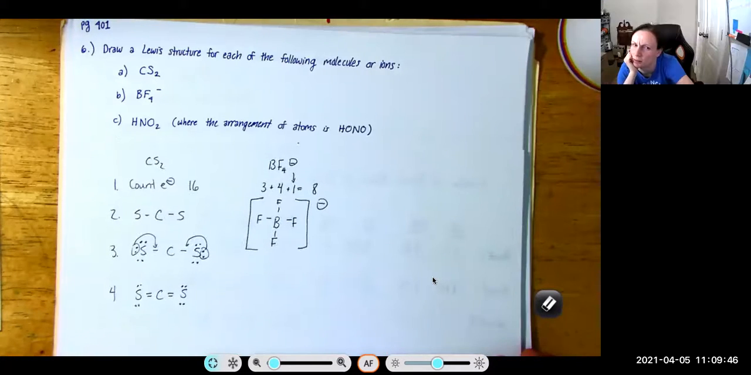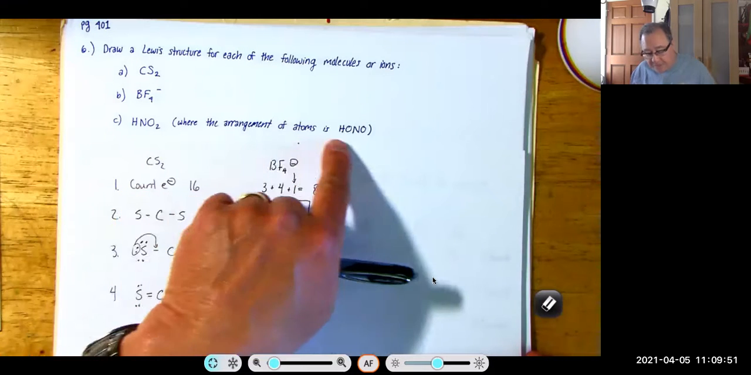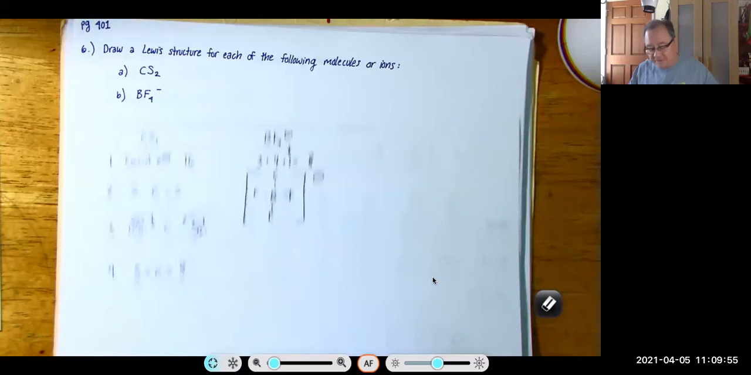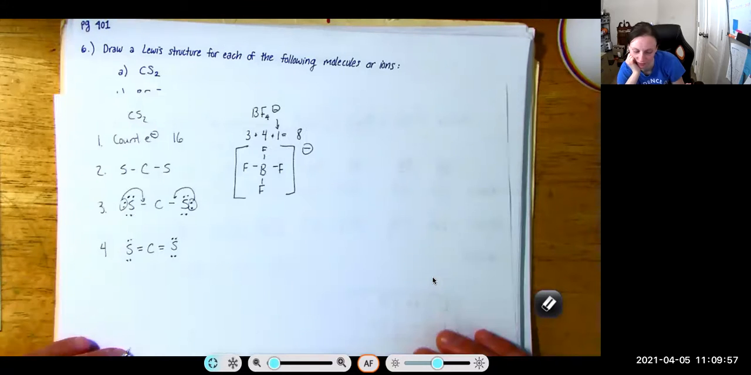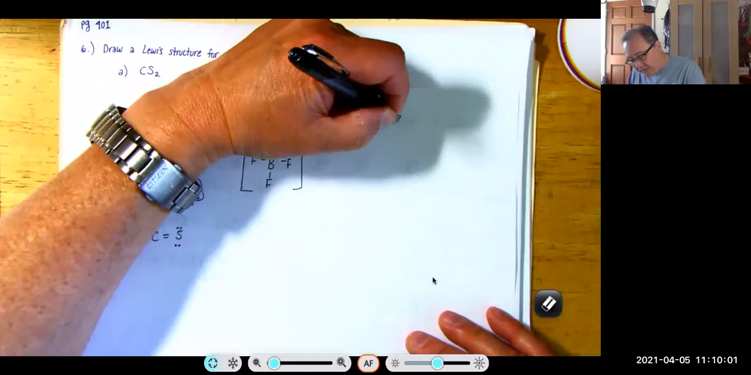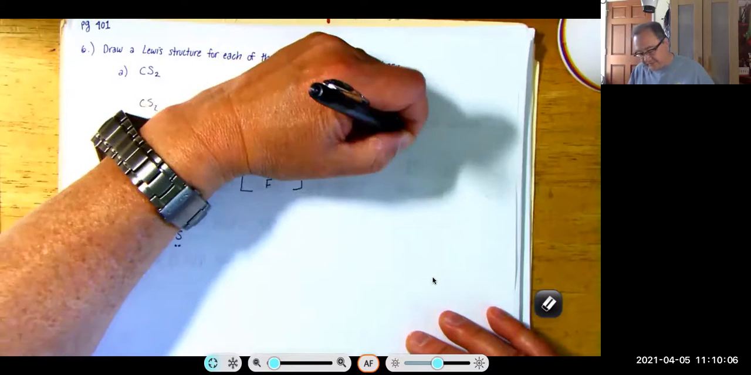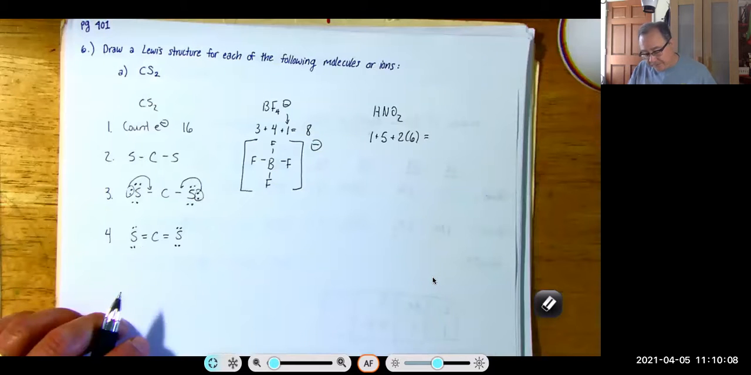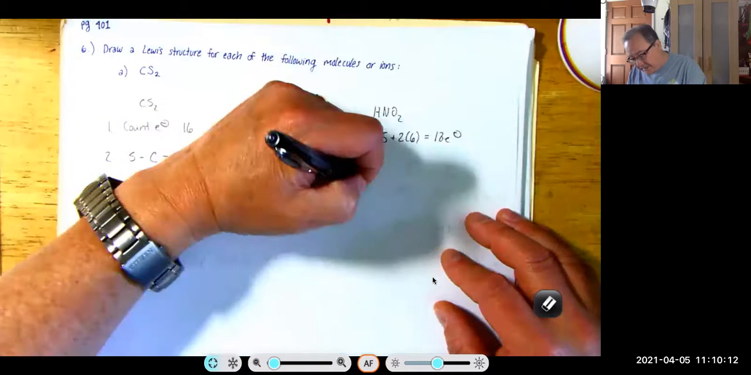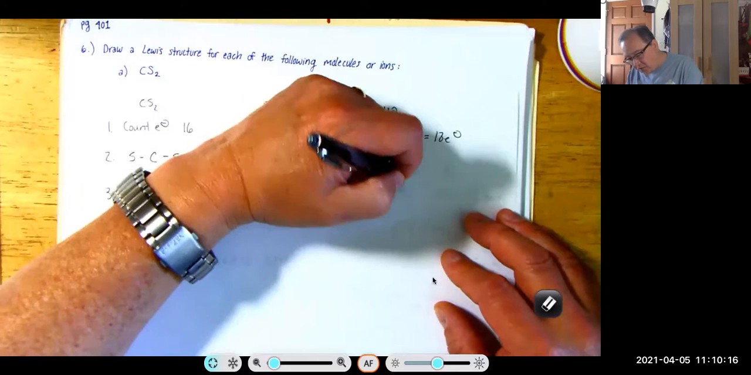Now notice this HNO2, the arrangement of atoms is HONO. So for HNO2, you have 1 plus 5 plus 2 times 6, so that's 18 electrons, right? And they say make the arrangement like this: HONO.